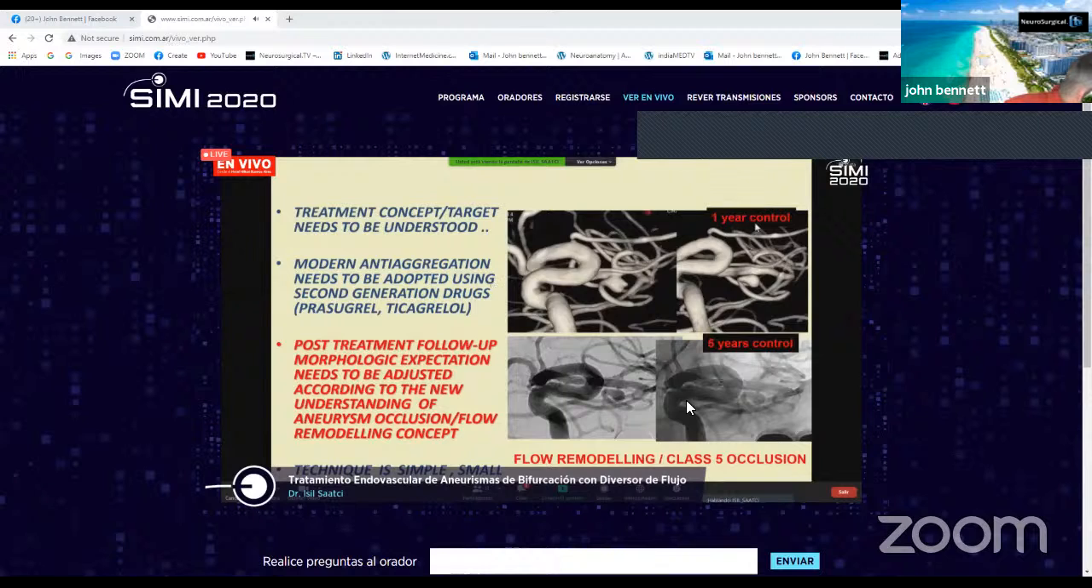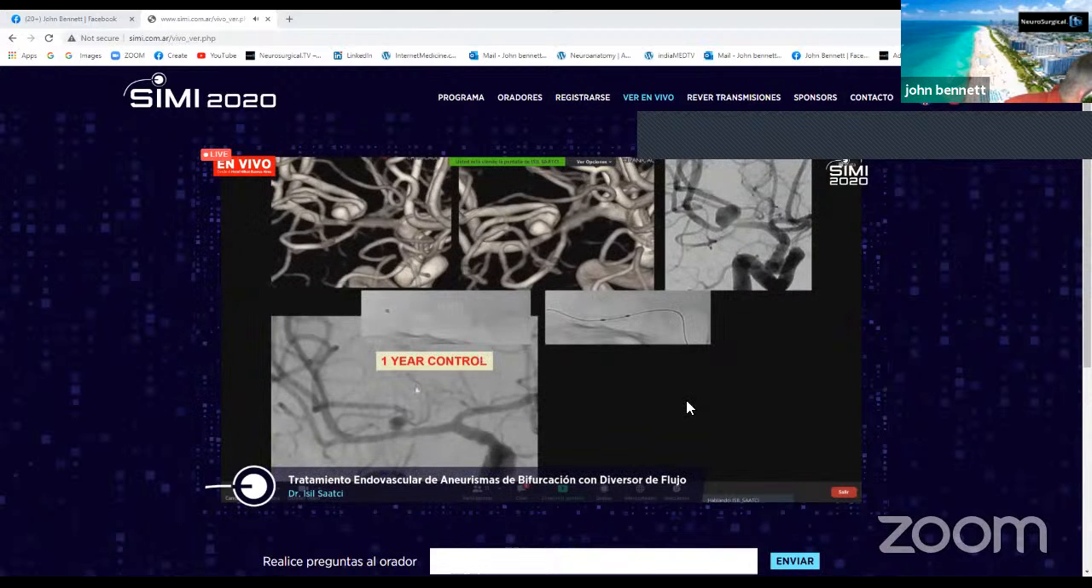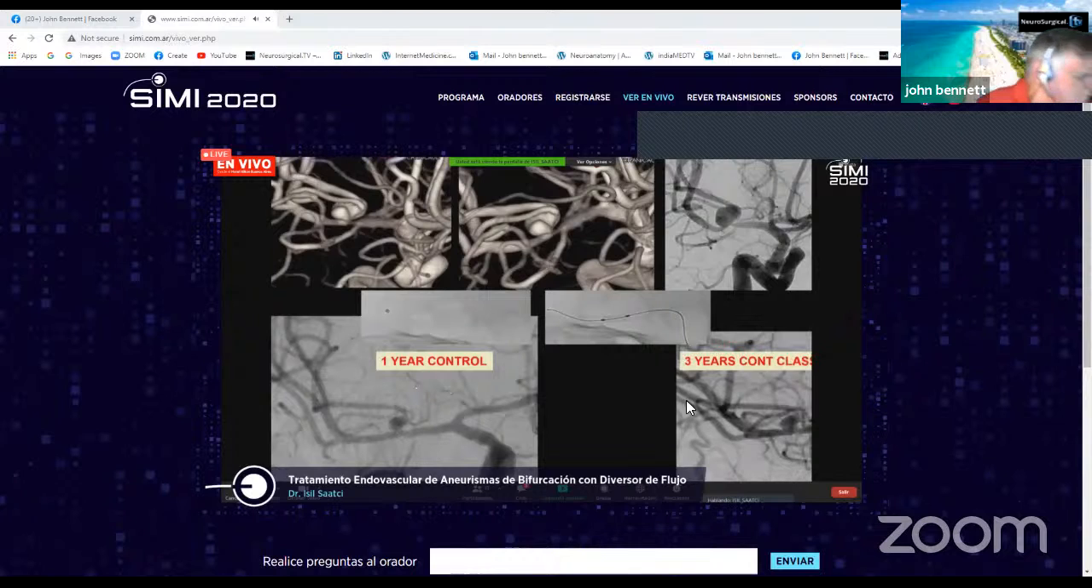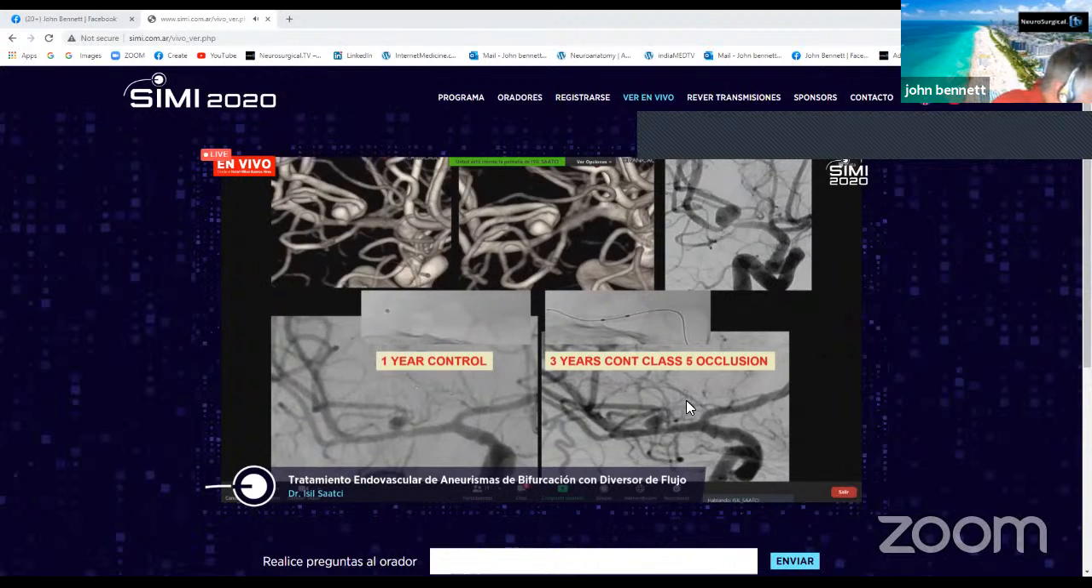Another example, an MCA aneurysm, and at 1 year control, you may say that this is a failure because there is a piece of aneurysm filling. However, when we see that it stays same and it doesn't change, and this is the part necessary to keep the flow into those branches, so it's a class 5 occlusion, which represents the stable remodeling.